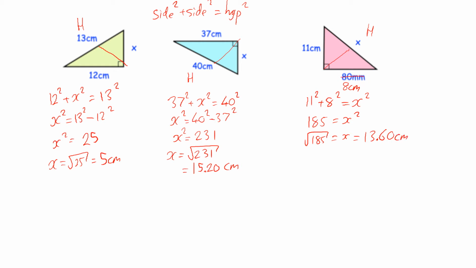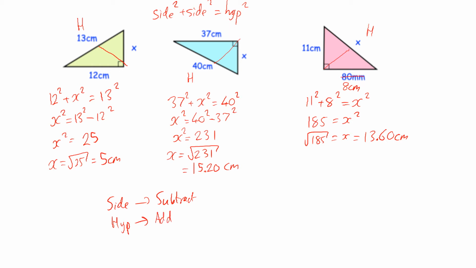So there's essentially two different types of Pythagoras questions you can get. You can get ones like the first two, where you have to subtract, and you can get ones like the third one, where you have to add. Now, a way of remembering that is if you're finding a side, you subtract. You can put the s's together like that, and if you're finding a hypotenuse, you add. So if we're finding a side, we subtract. If we're finding a hypotenuse, we add.